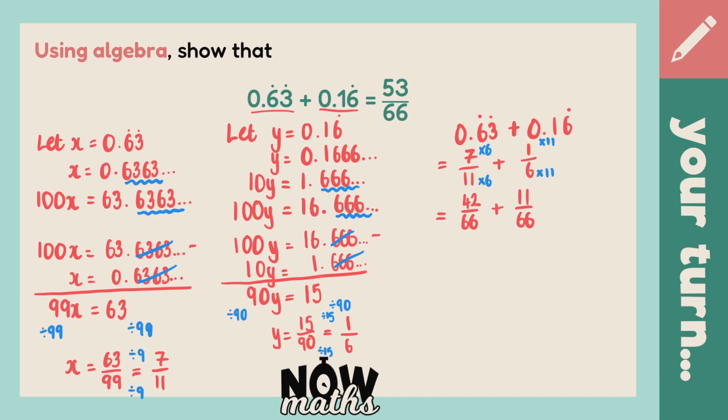And then 42/66 add 11/66. 42 add 11 makes 53. So we end up with 53/66, which is what we were trying to prove back in the question. And that's our full proof complete.